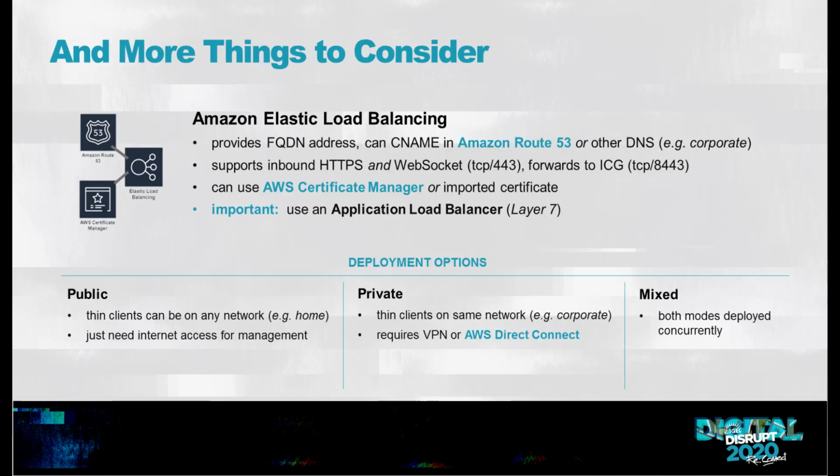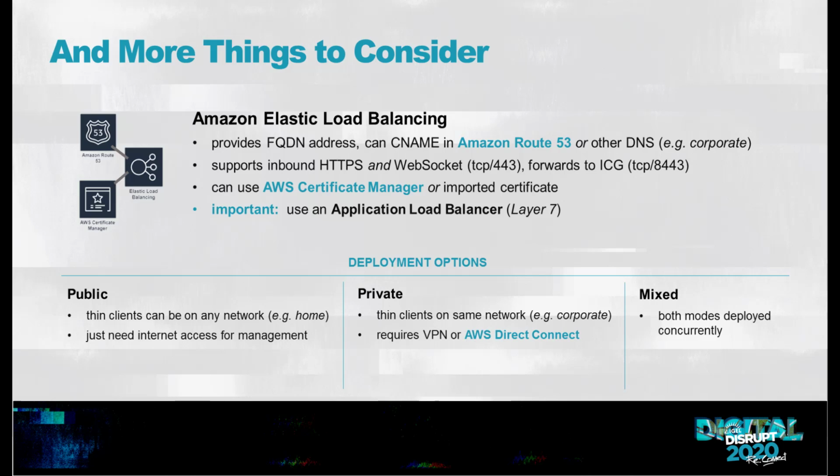When looking at your load balancing needs, you can use the domain name provided by the Elastic Load Balancer, or you can define your own in either Amazon Route 53, the AWS service responsible for DNS, or on your own DNS systems. You can also provision an SSL certificate for the load balancer using AWS Certificate Manager, or import your own to support the HTTPS and encrypted WebSocket traffic between the thin client and the backend ICG workload.